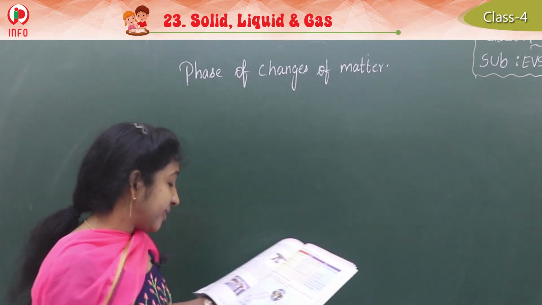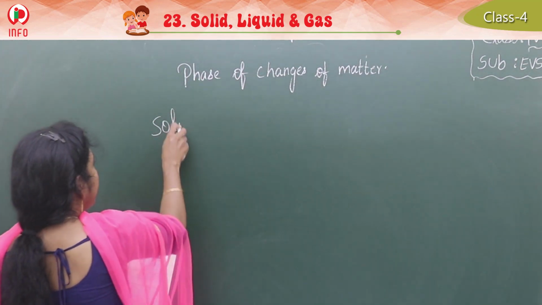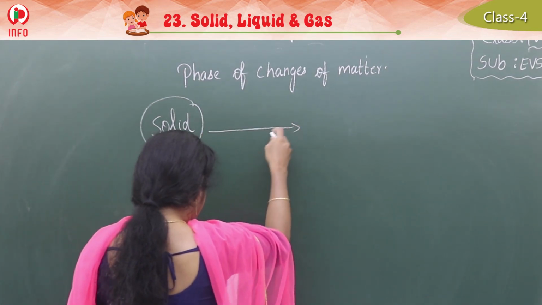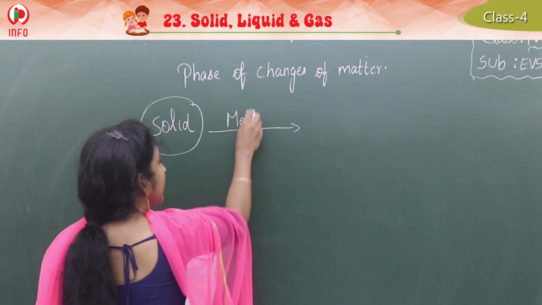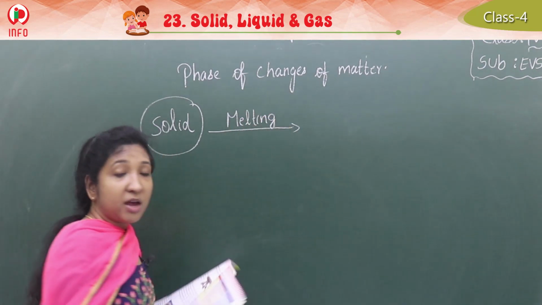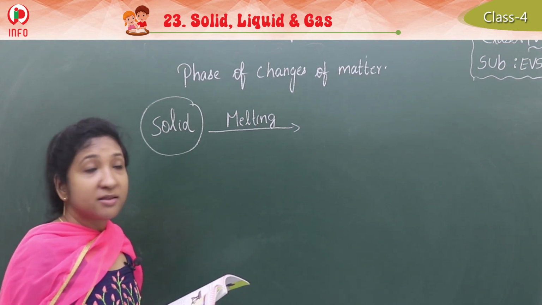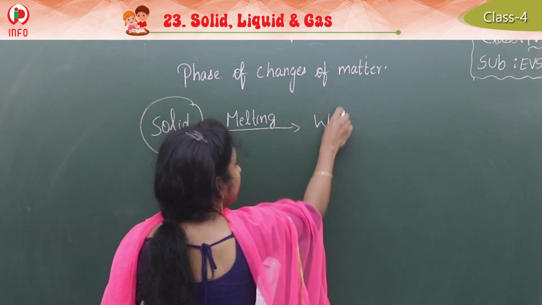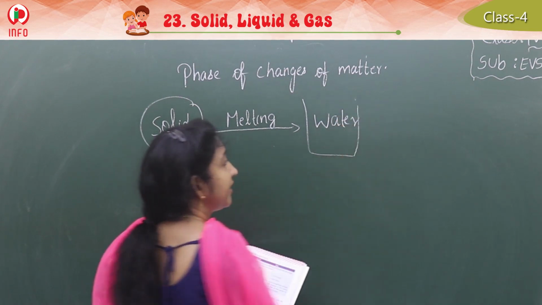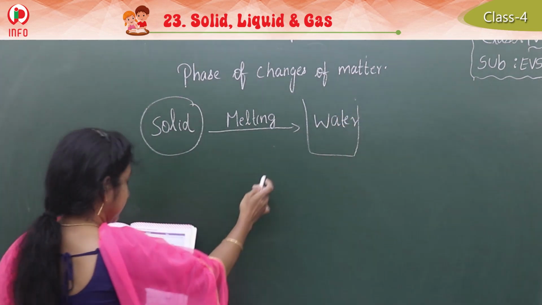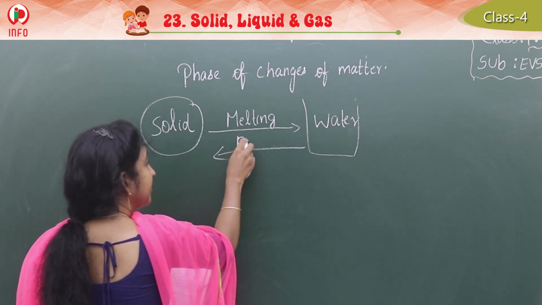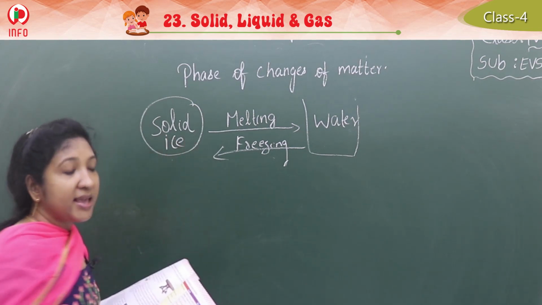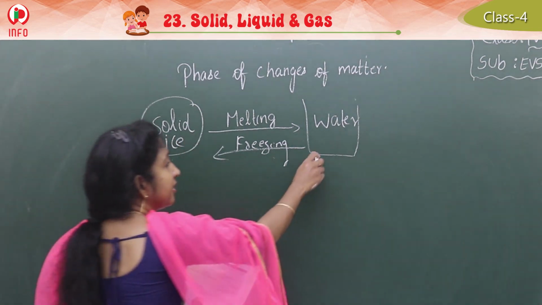Yes children, here examples are given, solid pieces of ice, isn't it? Yes, that ice, what happens on melting? When we keep ice outside for some time, after a few minutes, if we observe, you can see that the solid ice after melting changes into water, a glass of water, isn't it? Yes. So then this again freezes. If we freeze it inside the fridge, it will become solid ice again, isn't it? Yes, this is liquid.